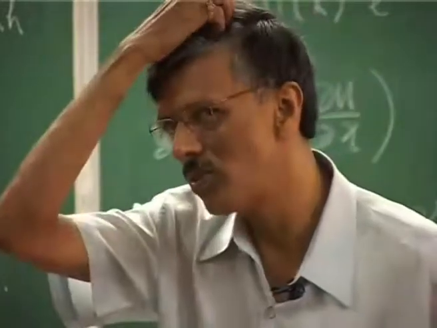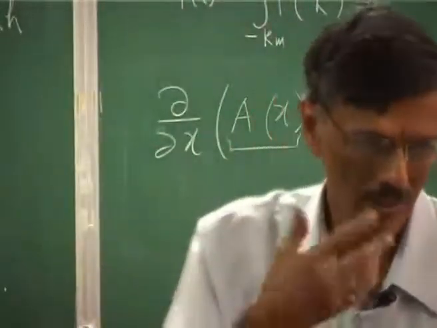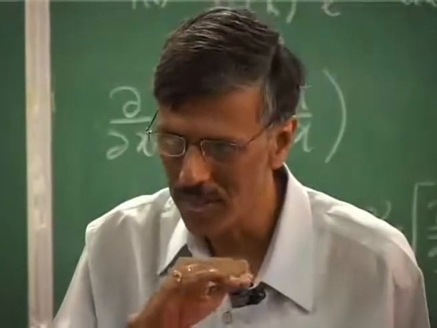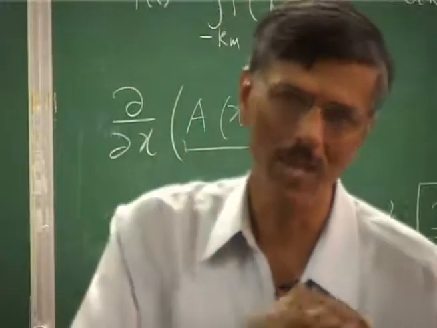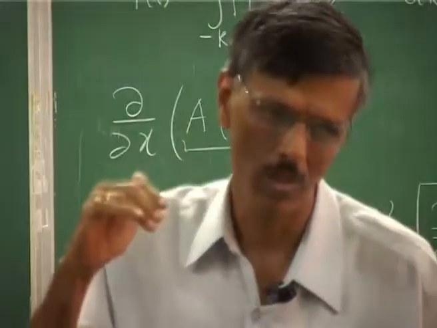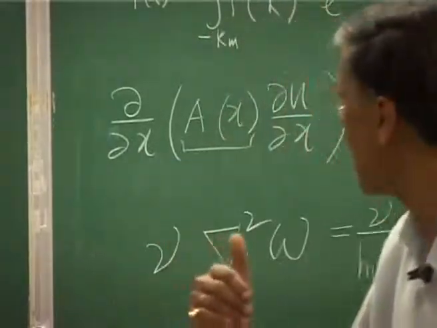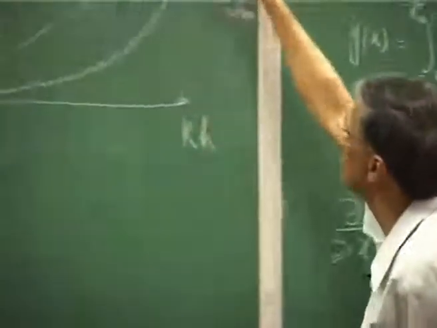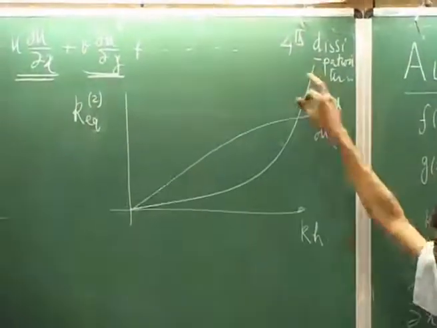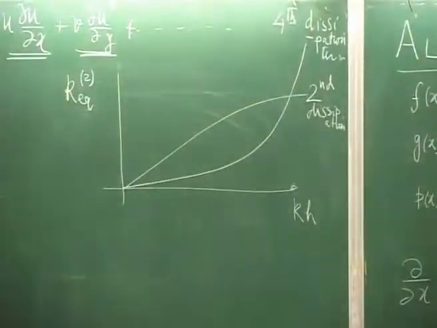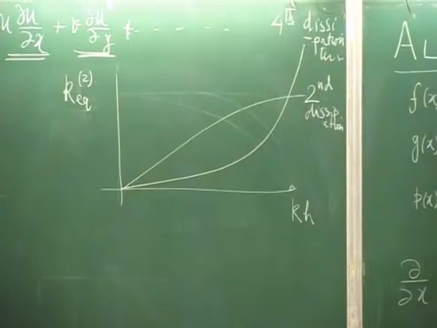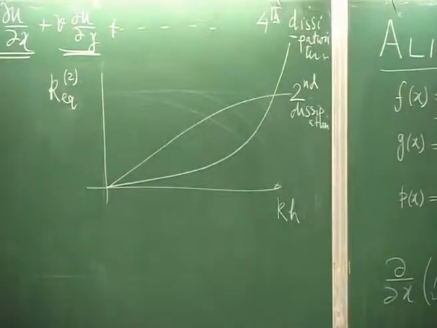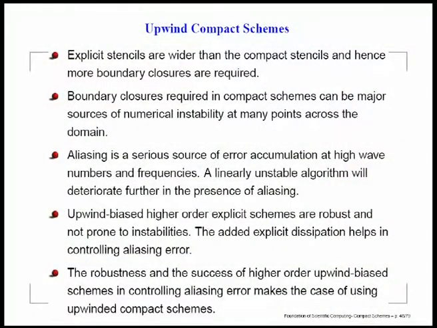If you have to do it, you will always account for higher order dissipation, because they will not tamper with the physical dissipation. At the same time, they will be able to control numerical instabilities, which are more severe at high wave numbers. And you can see at high kh, the amount of dissipation added by higher order upwinding is much more, and that gives you additional control. So, this is what we are saying here, that if we have upwind biased higher order schemes, they are robust, they prevent instabilities, and the added dissipation would also help controlling aliasing, isn't it?